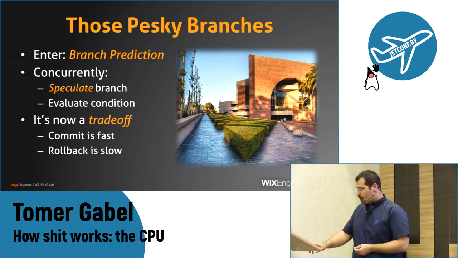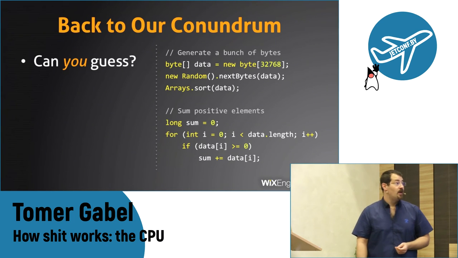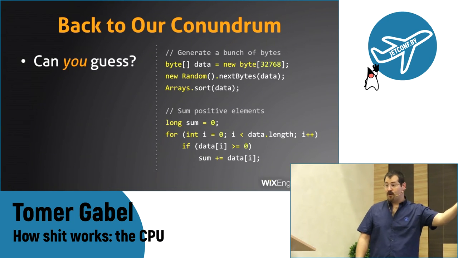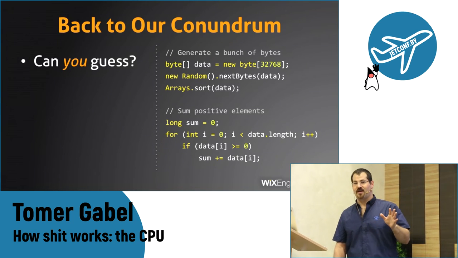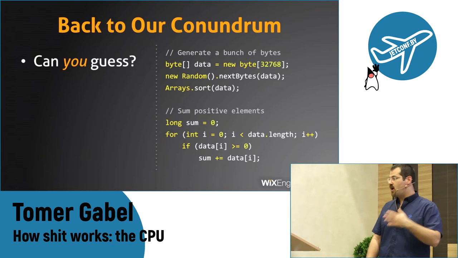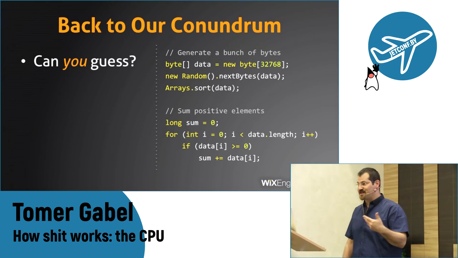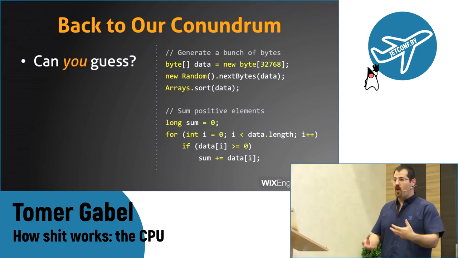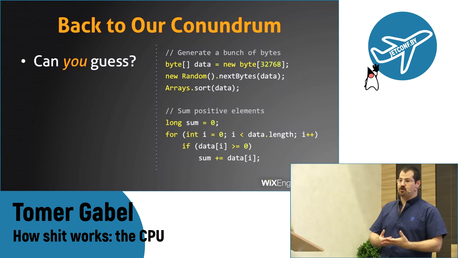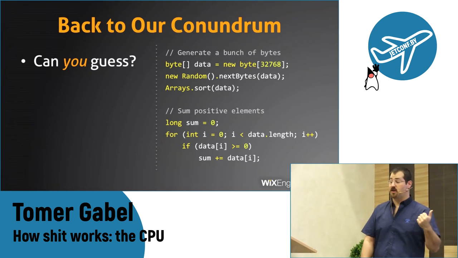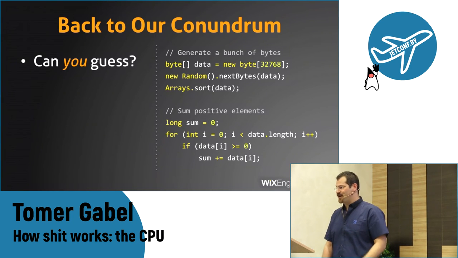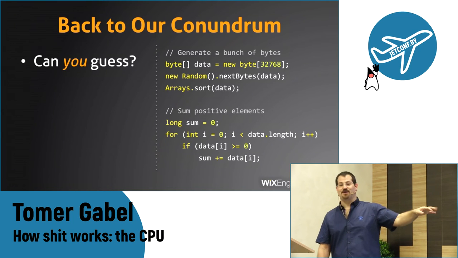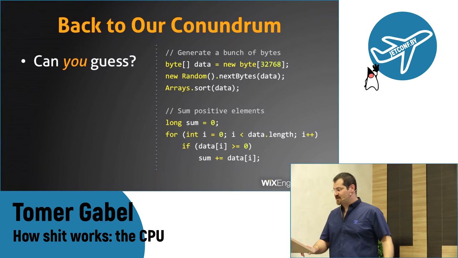So, going back to our conundrum, right? We have the code here that we started off with, and I'm going to give you about 10 seconds to take an educated guess about what's causing, what's causing is kind of obvious in context, right? But I mean, why is it that branch prediction is so effective in this particular case? So you get 10 seconds, don't bother shouting it out, it's just for your own edification. What is wrong with this picture? What piece of code causes this issue and why? 10 seconds, go.